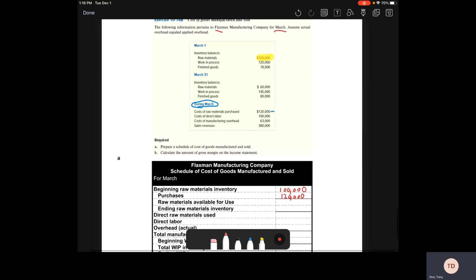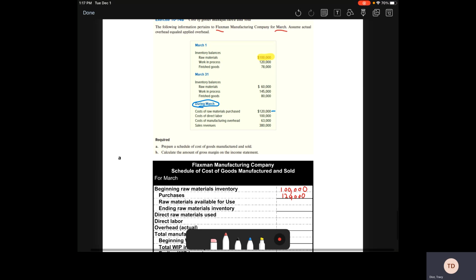So then we get our raw materials available for use. Well, if we had 100,000, now we have 120,000 added to it. We end up with a total of 220,000 raw materials available for use. Then we need to see, what were my ending raw materials? That would be March 31st, and it looks like we had 60,000 left.